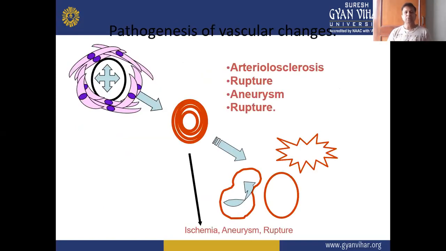Now next, pathogenesis of vascular changes. Through this image, you can see arteriosclerosis, aneurysm, and rupture, which can cause ischemia, aneurysm, or rupture, going from the normal vascular to the diseased vascular.